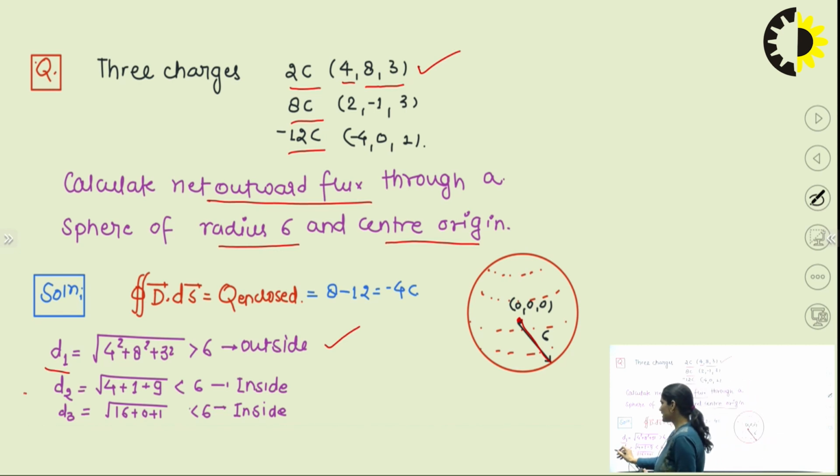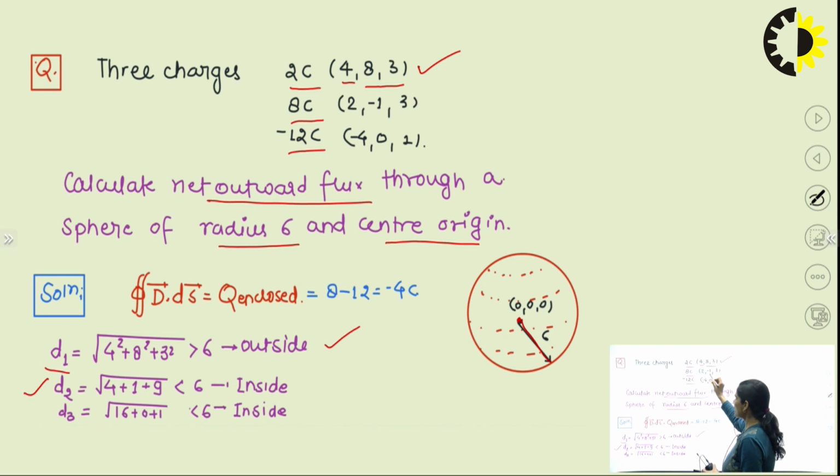Now check for the second charge. d2 is equal to under root 2 square plus -1 square plus 3 square, and you will get a value that is less than 6. Less than 6 means inside the sphere. Now for the third charge, d3 is equal to under root -4 square plus 0 square plus 1 square, and its value is also less than 6. So it comes in the category of inside the sphere. Now these two charges are inside this sphere and this one is outside.